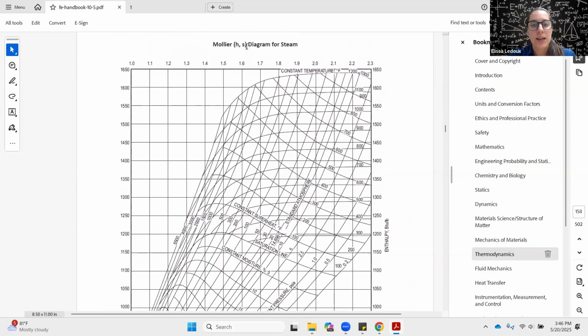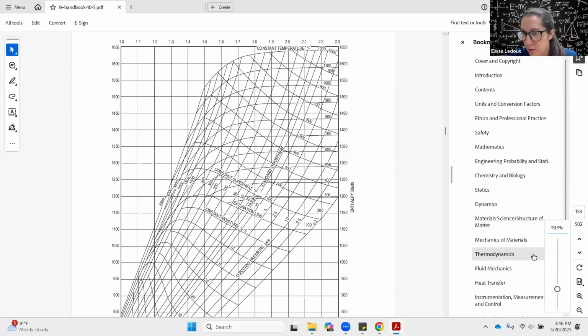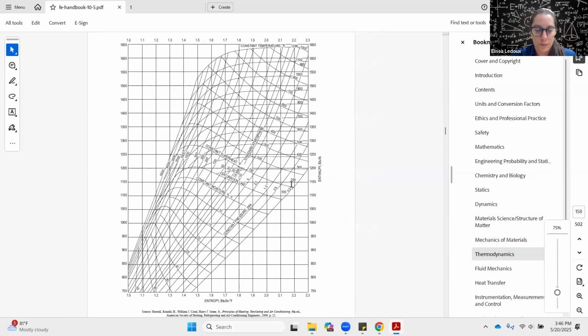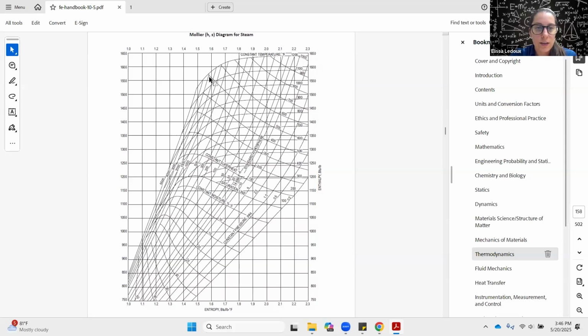Now, this is an HS, or enthalpy and entropy diagram for steam. So here, I'm going to make this a little bit smaller so that we can see the whole chart at once. So what this chart is showing is lines of constant temperature, which are these lines that go across over here. So the ones that sort of start low down here, go up, and then curve. Those are constant temperature lines. And then we have the constant pressure lines here, which are the diagonal.